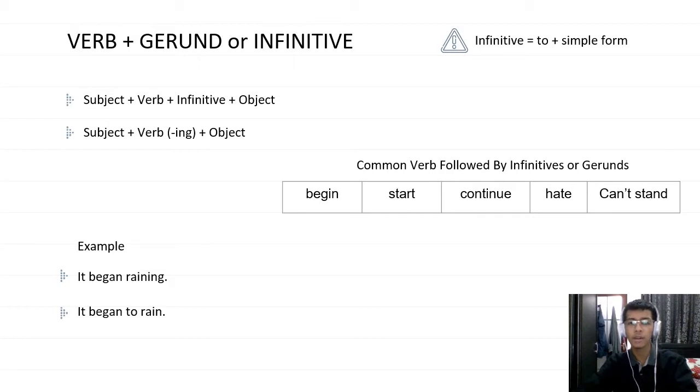There are also some common verbs followed by infinitive or gerund, such as begin, start, continue, hate, and can't stand. Can't stand here doesn't mean that someone can literally not stand, but it means that someone doesn't like the idea of something.